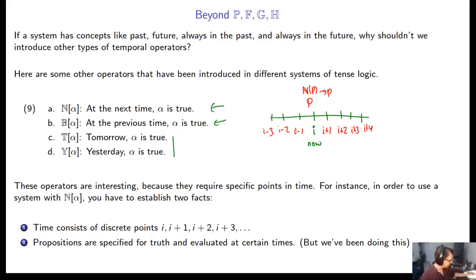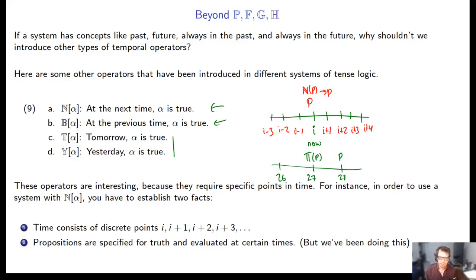But at the very least, you have the concept of days now. So what is today? It's the 27th. So we have the 28th, and we have the 26th. So if we ask ourselves, tomorrow is some proposition true, we just have to ask ourselves, well, is P true on the 28th? And then we can figure out if T of P is true.